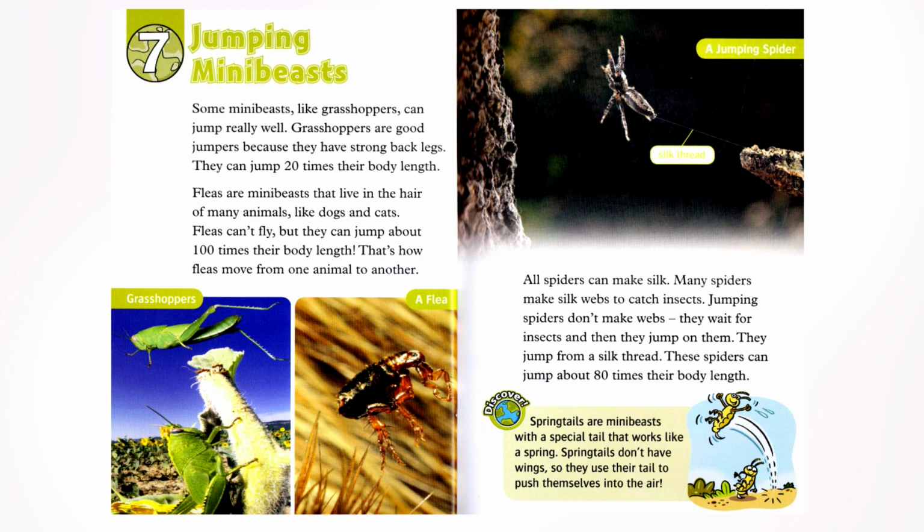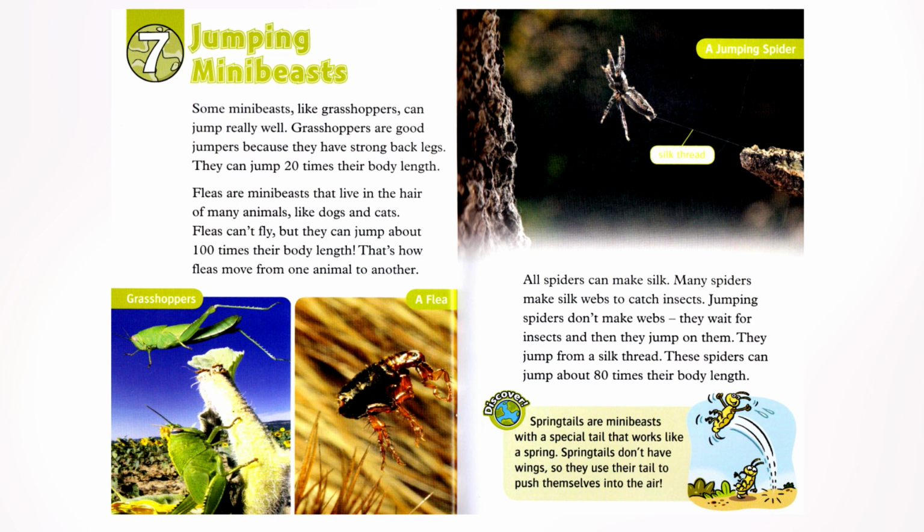Fleas are mini-beasts that live in the hair of many animals, like dogs and cats. Fleas can't fly, but they can jump about 100 times their body length. That's how fleas move from one animal to another.